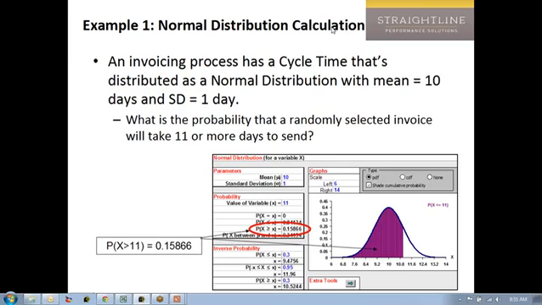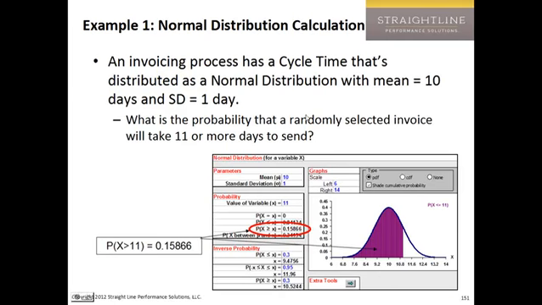And I want to know what is the probability that a randomly selected invoice will exceed that 11 days. What is the probability that a randomly selected invoice will take more than 11 days to send? That's the question I want to answer. So let's go ahead and answer that in Excel stats.